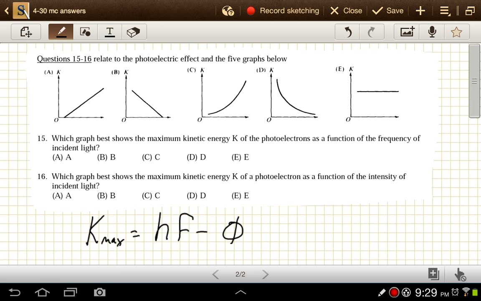So the maximum kinetic energy, K, of these photoelectrons relative to the frequency of the light for number 15, that's a linear relationship. And the slope of that line would just be h, which is some positive number. So as frequency increases, we should see K increase at a constant rate. The only one that shows that is A.